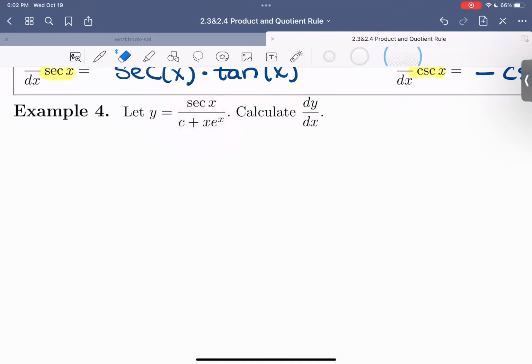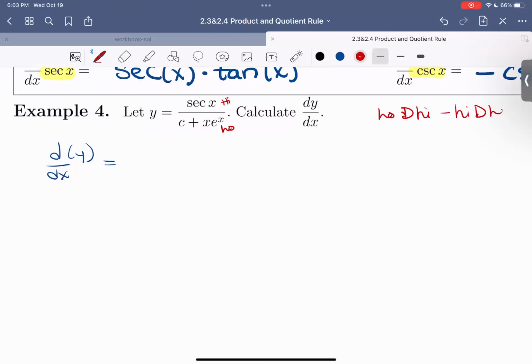So using the quotient rule, we're going to write the derivative of y with respect to x is going to be, recall, high and low. You all know it now. Low d high minus high d low over low low. Sometimes my lows or my L's and H's look similar, so we'll clean that up. Over low, low. Okay, so let's do it.